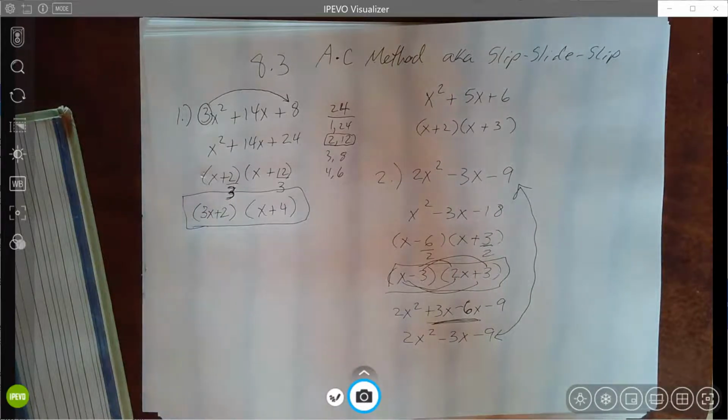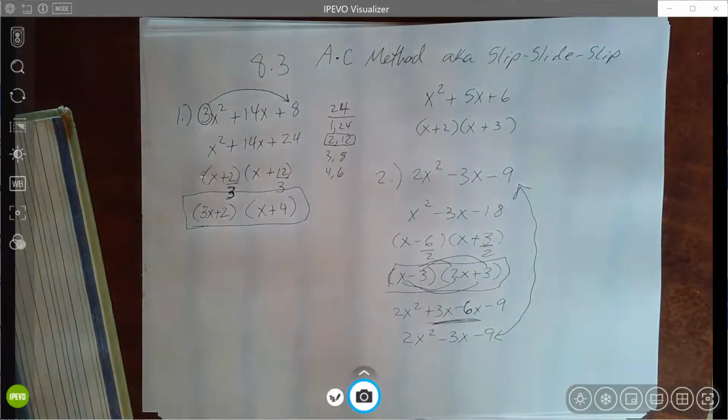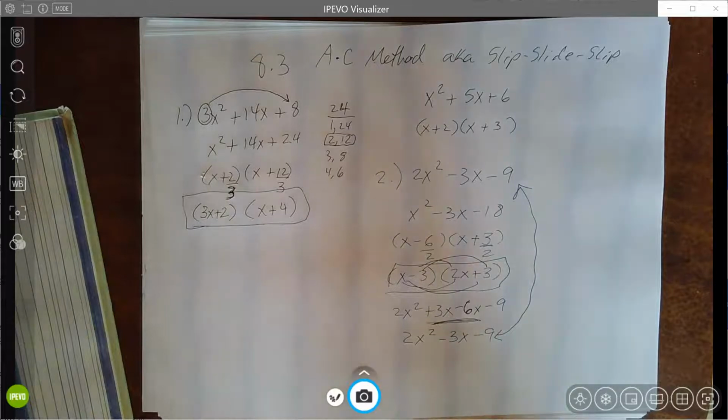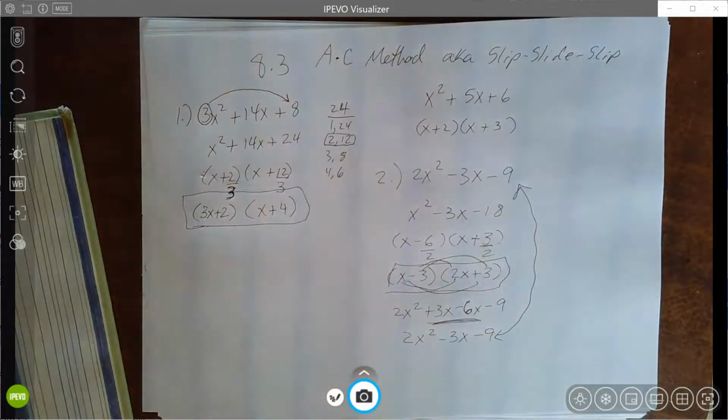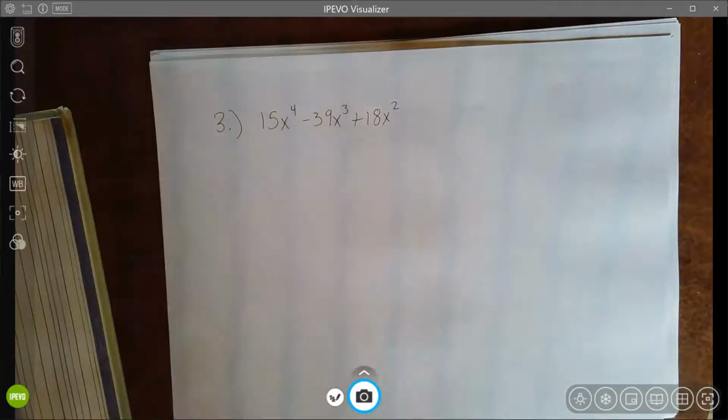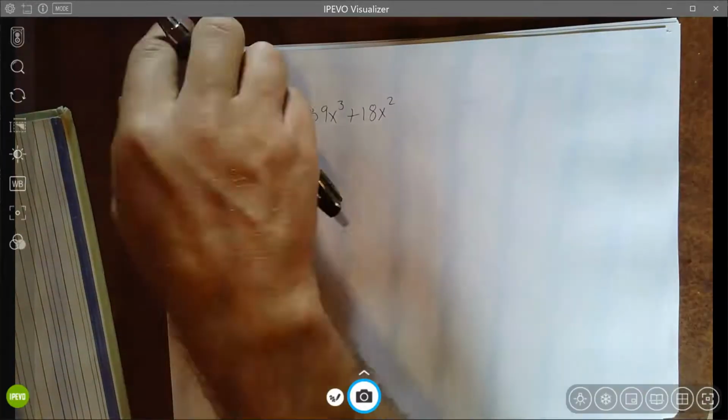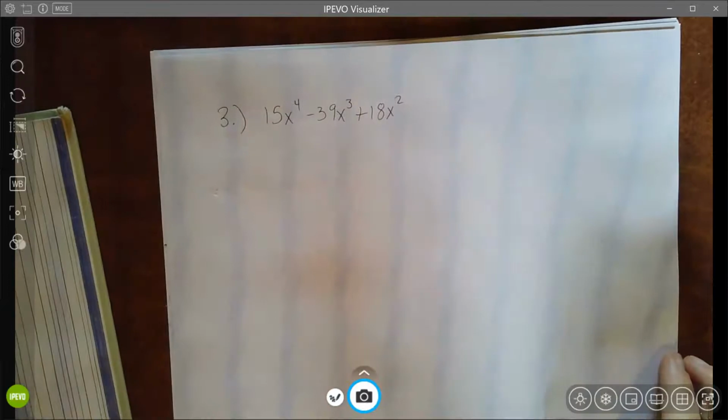And that should work out every time, if we follow the steps correctly. You don't have to check yourself, but I'm just showing you that it is possible to check yourself. All right, let's take that up a notch. We're taking this AC method and we're going to kick it up a level.